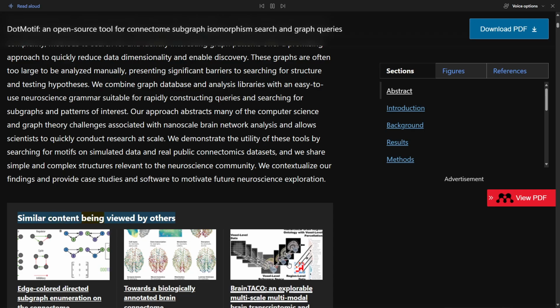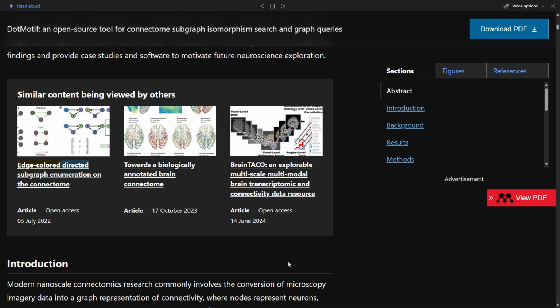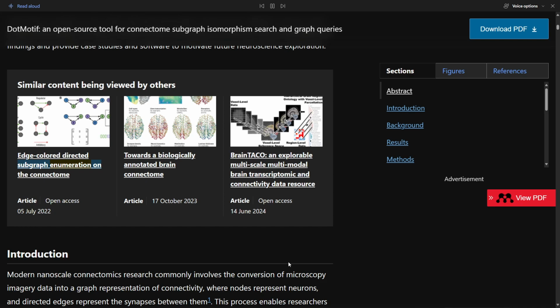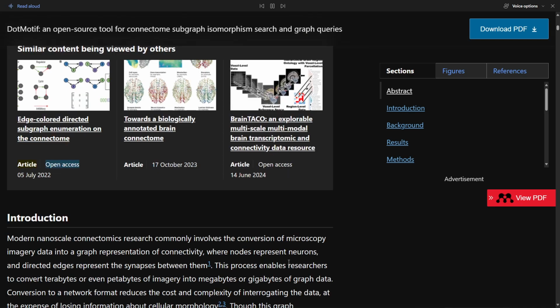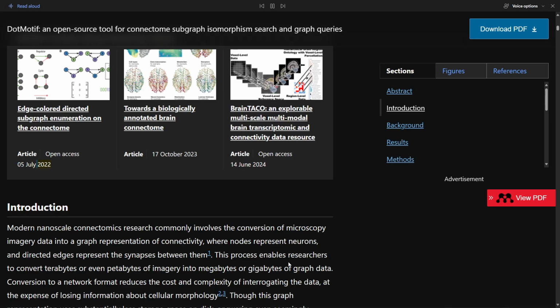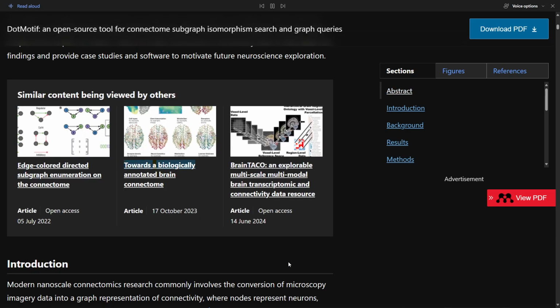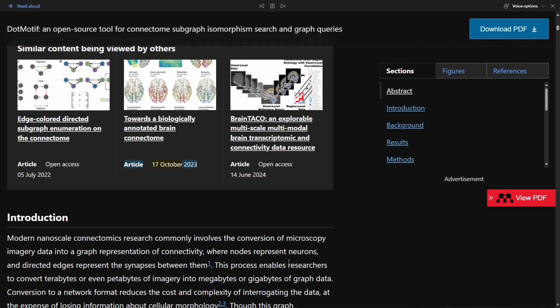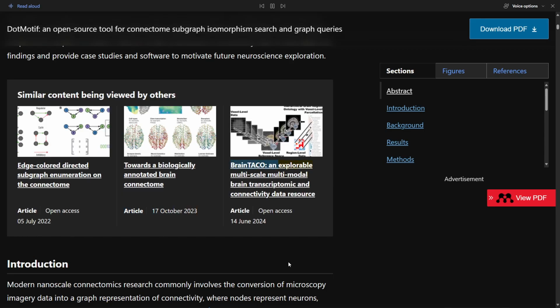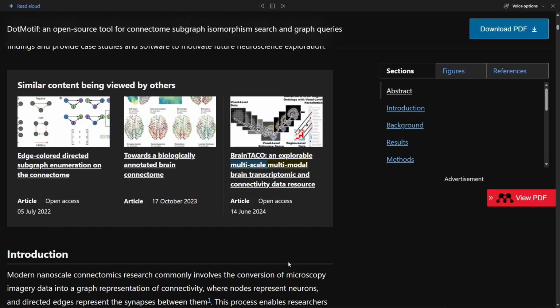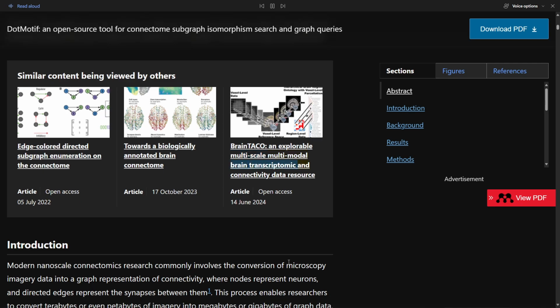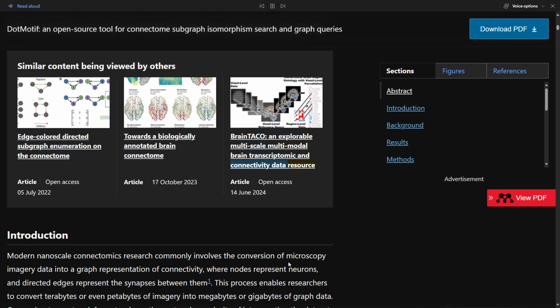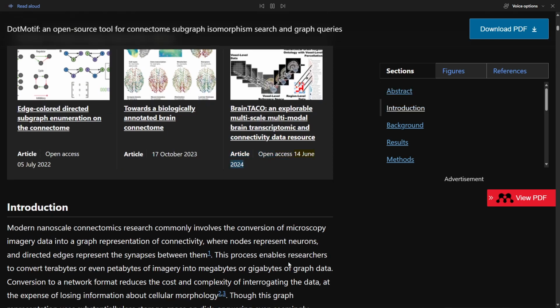Similar content being viewed by others. Edge-colored directed subgraph enumeration on the connectome. Article, Open Access, July 5, 2022. Towards a biologically annotated brain connectome. Article, October 17, 2023. Brain Taco, an explorable multiscale multimodal brain transcriptomic and connectivity data resource. Article, Open Access, June 14, 2024.